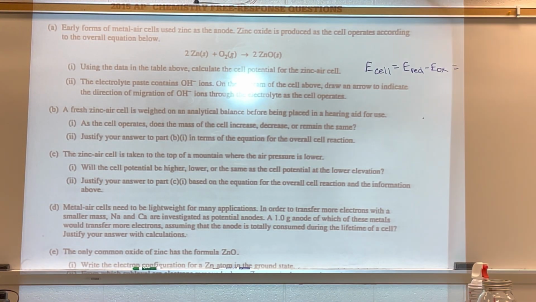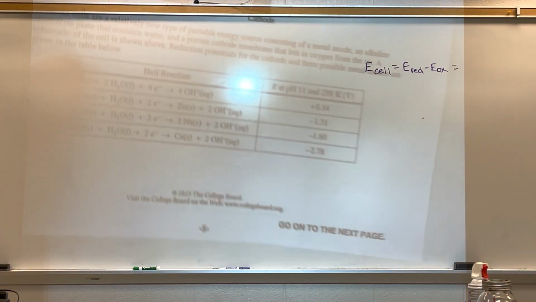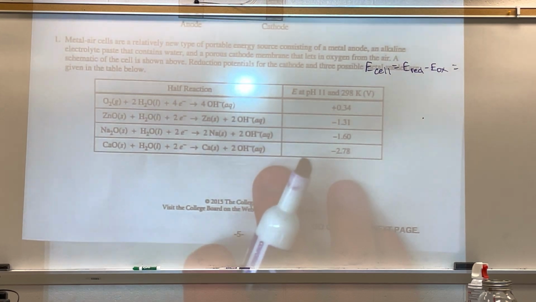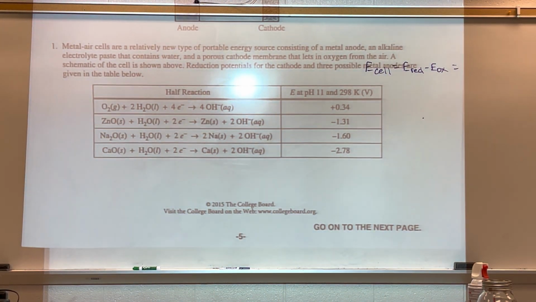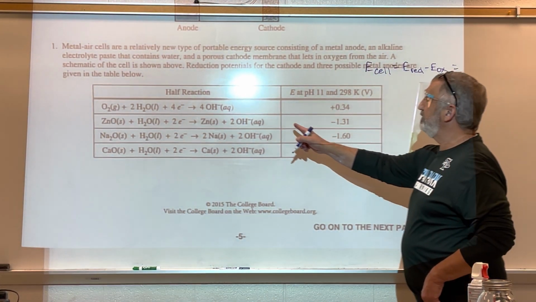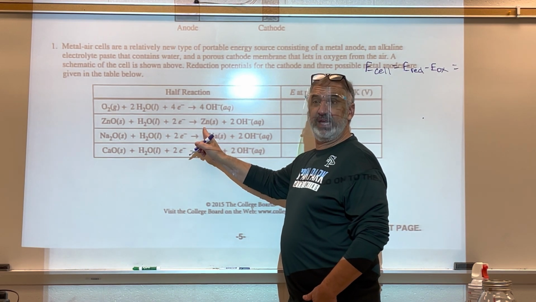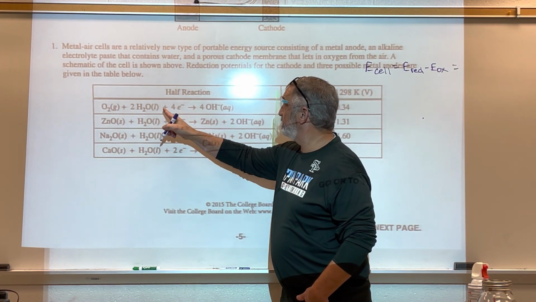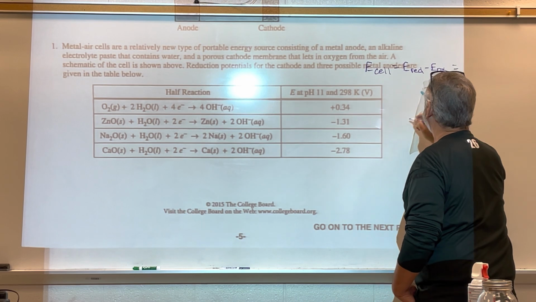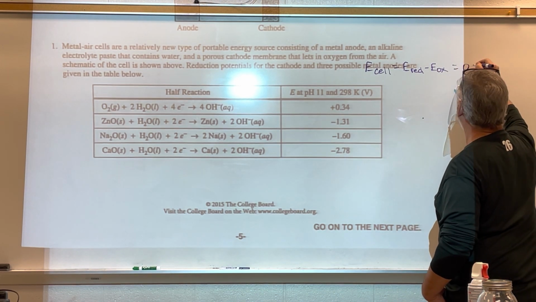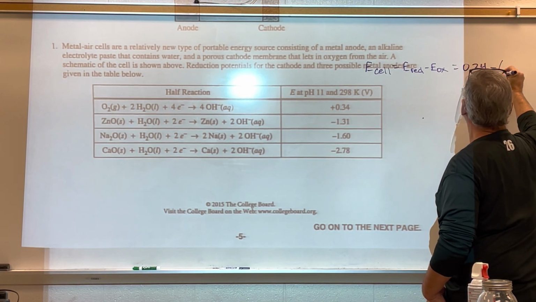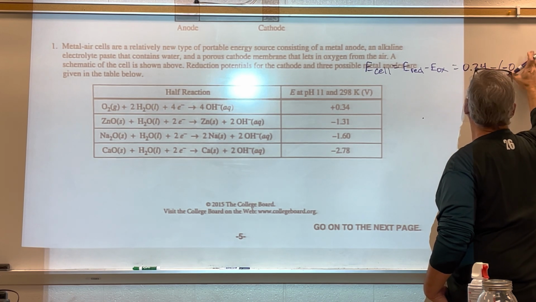Okay, so what am I going to put? 0.34. This is what I'm given. I'm going to say this is the one being reduced. We just said zinc was the anode being oxidized, so it's going this way. The oxygen's the one being reduced, so it's going to be 0.34 minus negative 1.31.